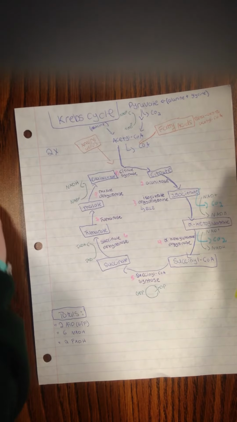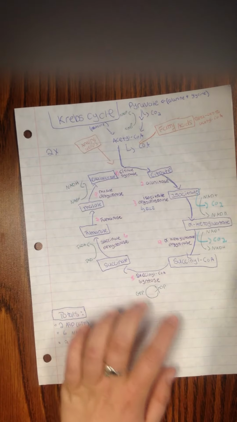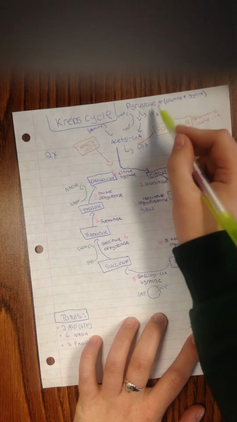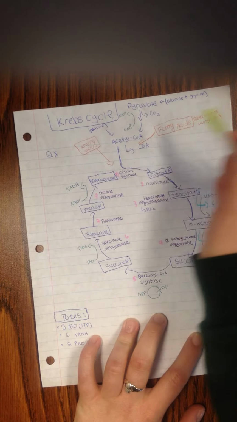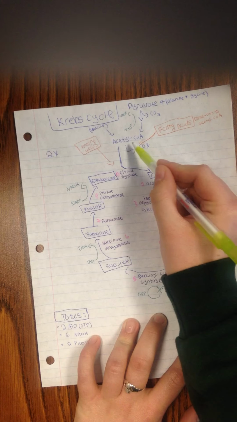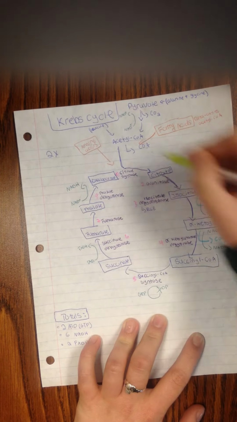With amino acids, it can be a little bit different depending on which amino acids you use. If you have alanine or glycine, they can be converted into pyruvate. However, if you have leucine, it can be converted into acetyl-CoA where it enters the Krebs cycle.